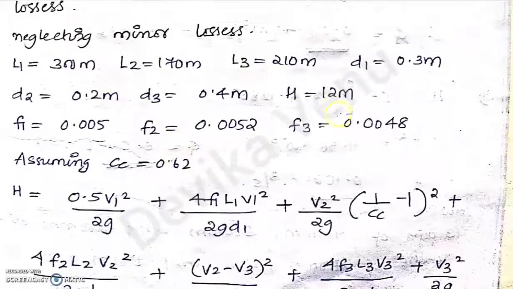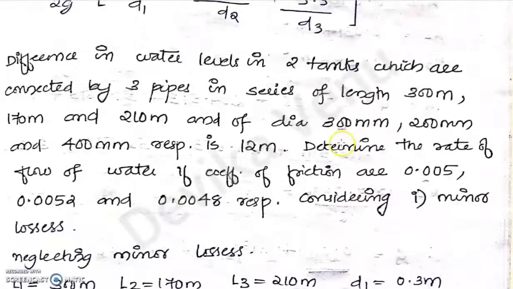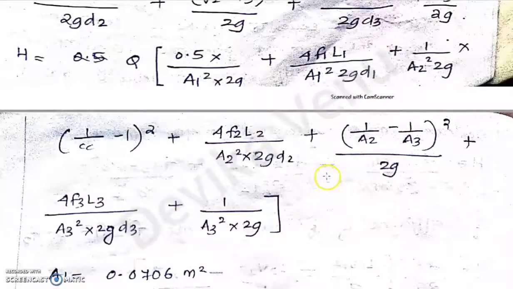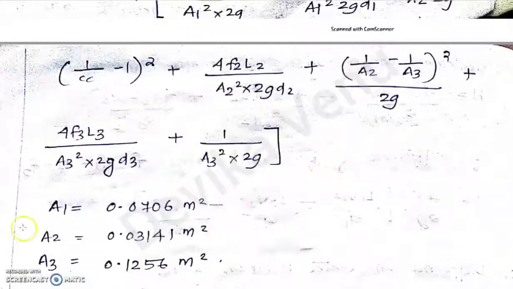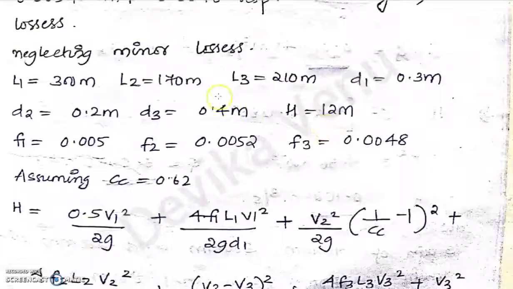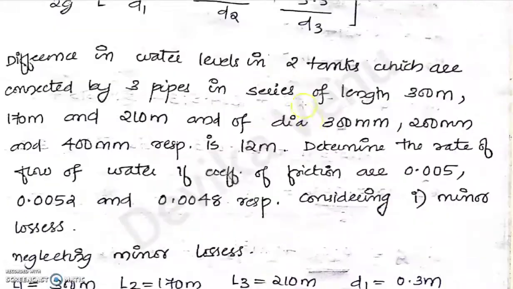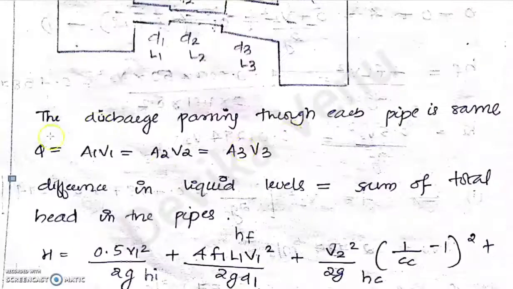In the given data, V1 is not shown. I can't see the V1 part, so what should I do? In the question, V1, V2, V3 are not given. But what you can do is use the equation: Q is equal to A1 V1 equal to A2 V2 equal to A3 V3.